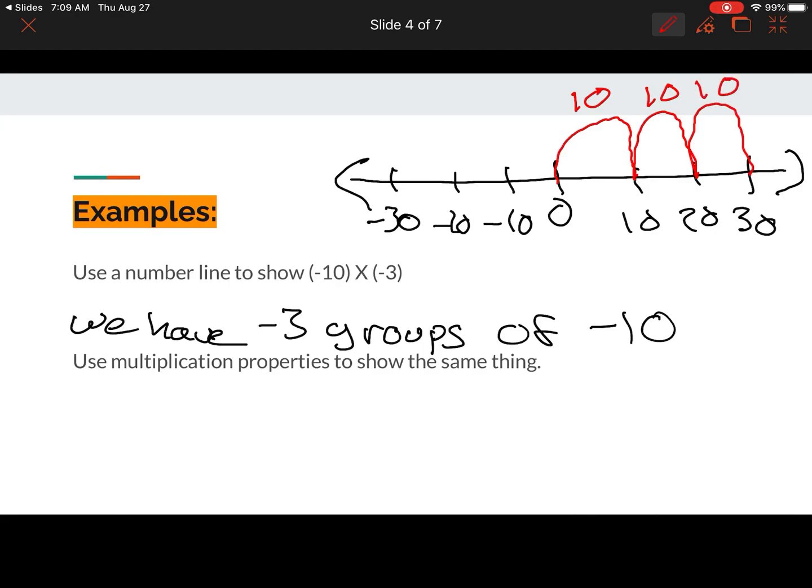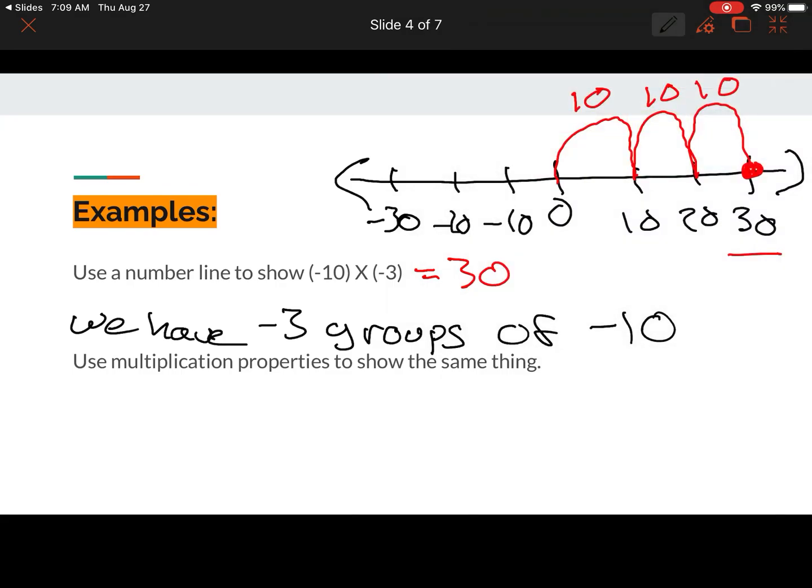So what does it look like we have up there? Well, we have our three groupings of 10 right here. Now, we already knew to make them positive because this is two negative numbers combining, right? So where are we on our number line? What we reach at this point right here is 30. So that would mean that negative 10 times negative 3 is equal to 30.